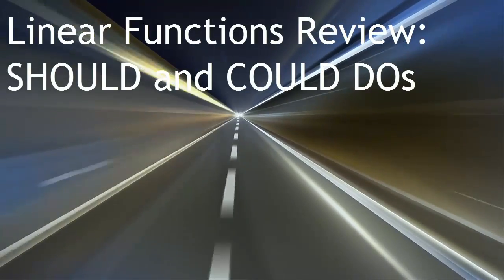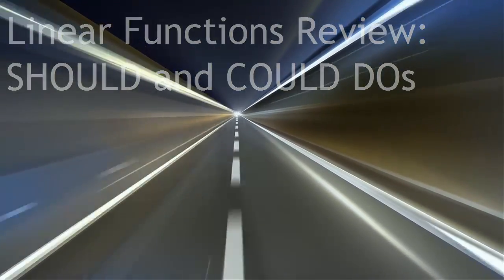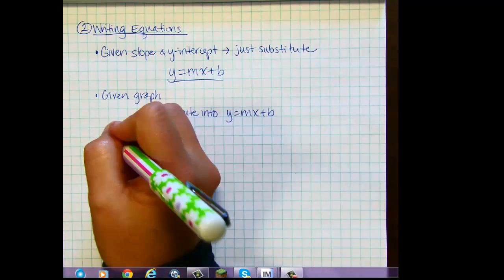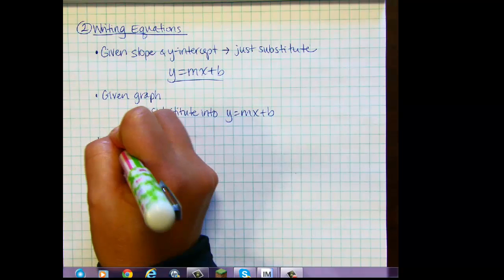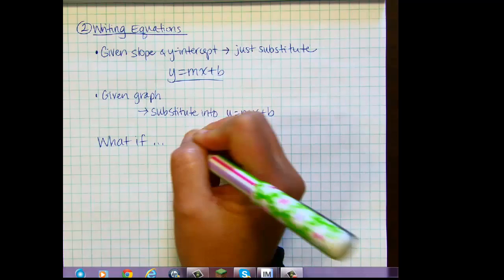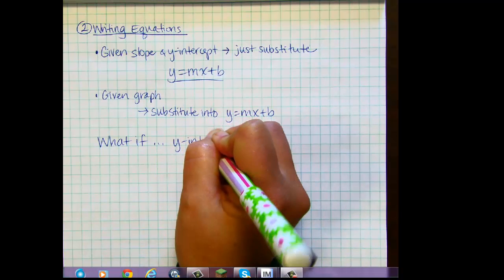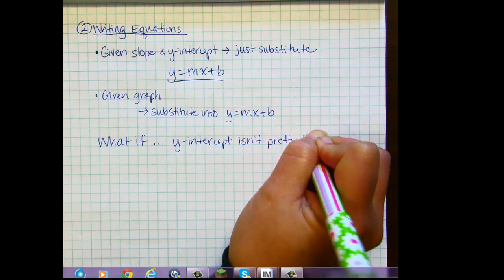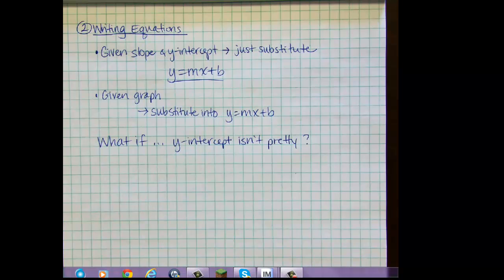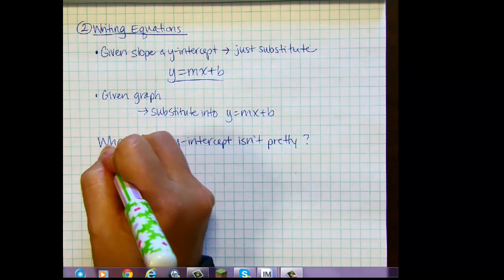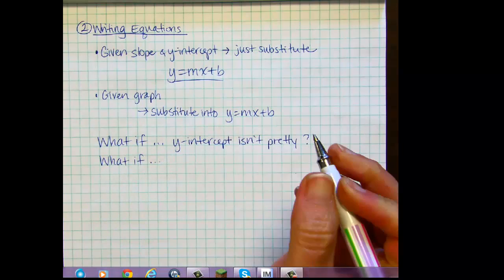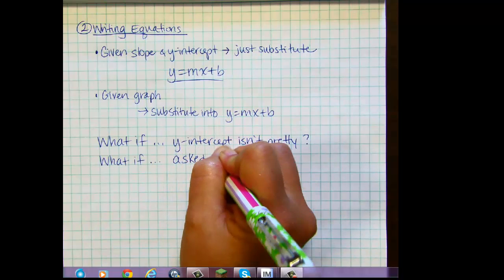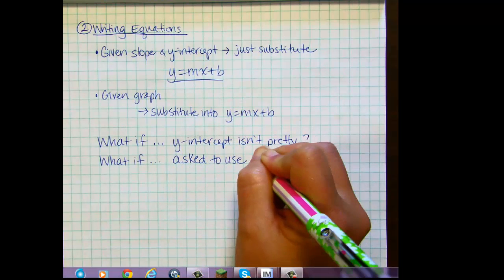So to finish our linear functions review, I broke it into musts, shoulds, and coulds. We've already talked about using y equals mx plus b, but sometimes you can't see the y-intercept well, or it's not a pretty y-intercept. And sometimes you're not given information that is as useful as some other forms of equations of lines. So I want to go over a couple of other things with you. If the y-intercept isn't pretty, or you have some other problem, we do have what's called point slope form of a line instead of slope intercept form. So that's what we're going to go over for the should and could part of the videos.